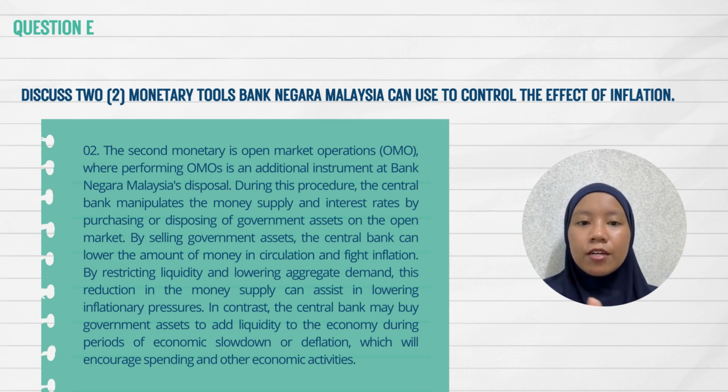Fourth is flexibility and strategy. OMO allows Bank Negara Malaysia to adjust monetary policy according to economic conditions. They can fine-tune the frequency and scale of OMO to achieve specific goals like price stability and growth.